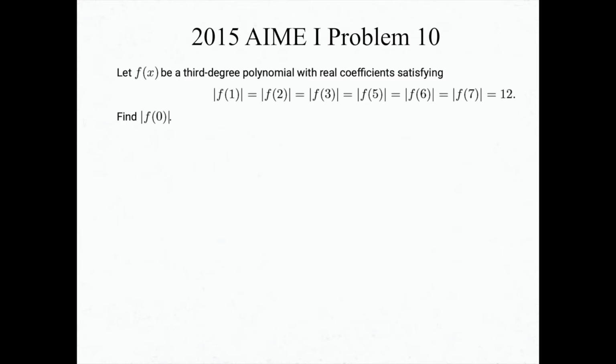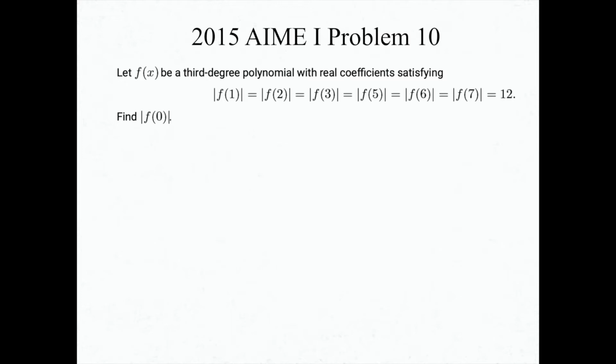Now, what do we know? Well, we know f(x) is a third-degree polynomial, and a third-degree polynomial can only have 3 roots. But from this equation, we see that the absolute value of f(x) is equal to 12 at 6 different points. Now, this means that 3 of these points must equal negative 12, and the other 3 must equal positive 12, because the cubic can only reach one y value 3 times.